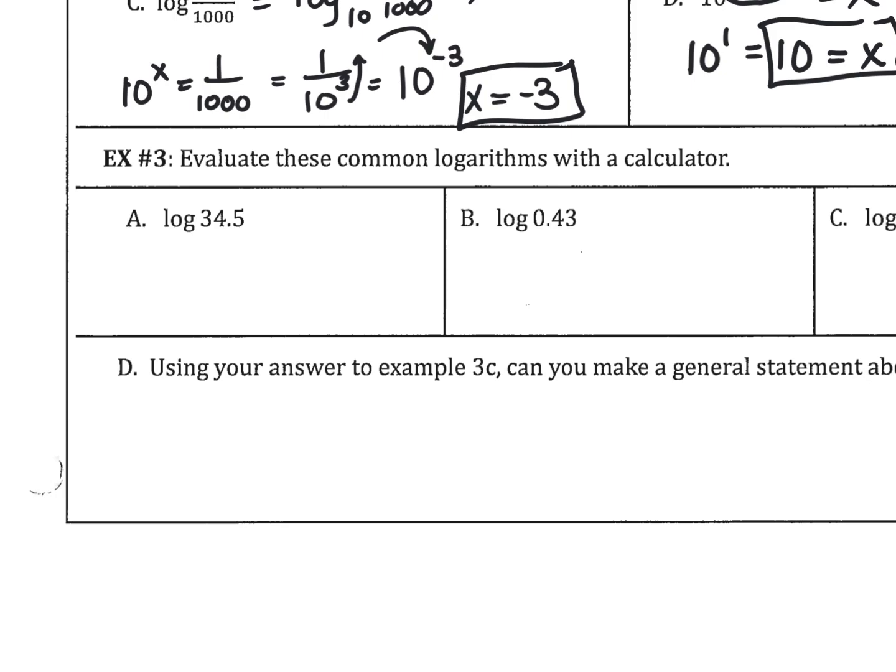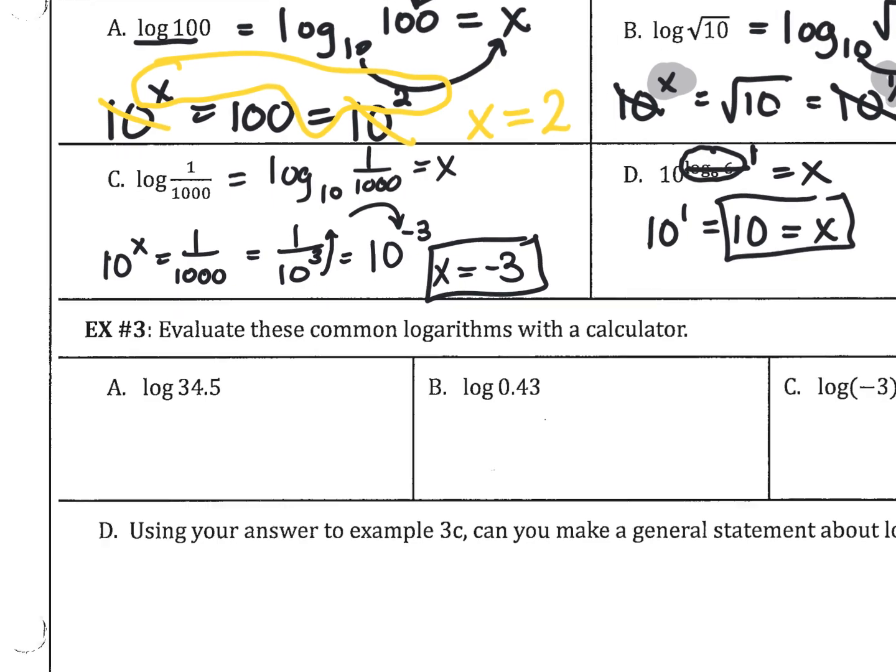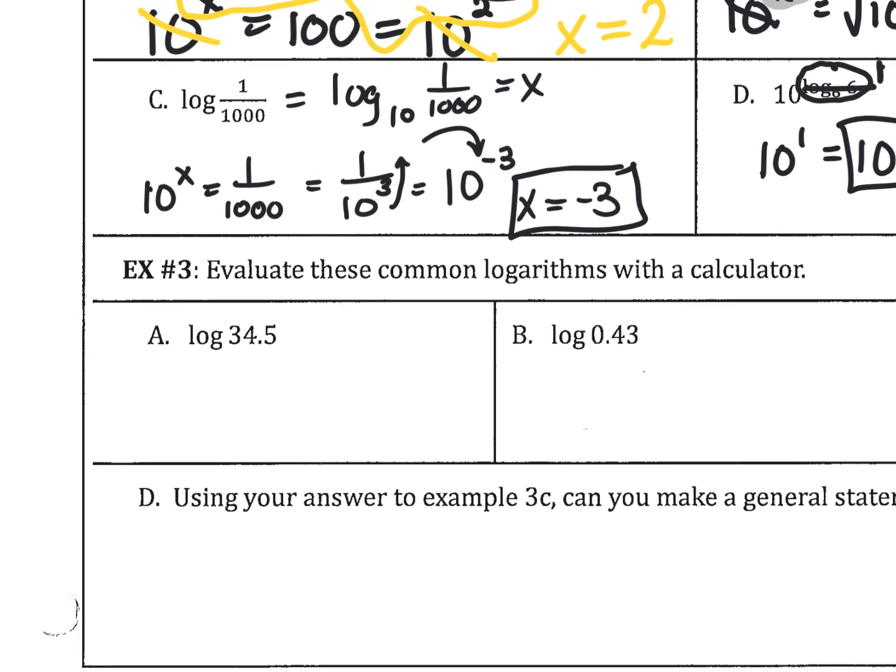Wait, for number C, why did you do 1 over 10 to the negative power? Because I knew 1,000 was 10 to some power. But why did you do it as a fraction? Because it was a fraction here.